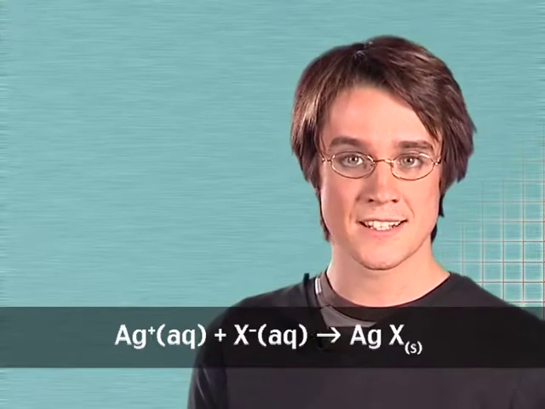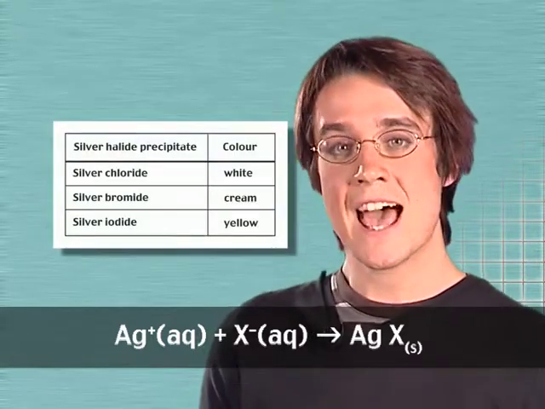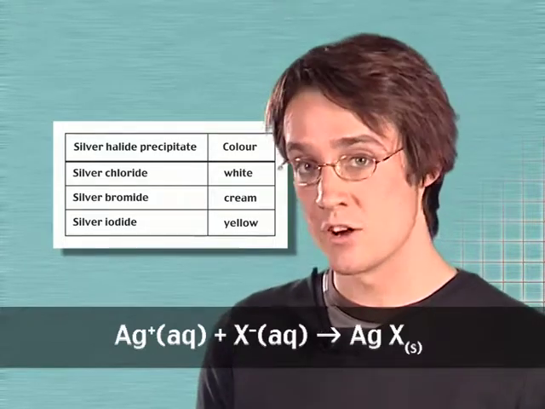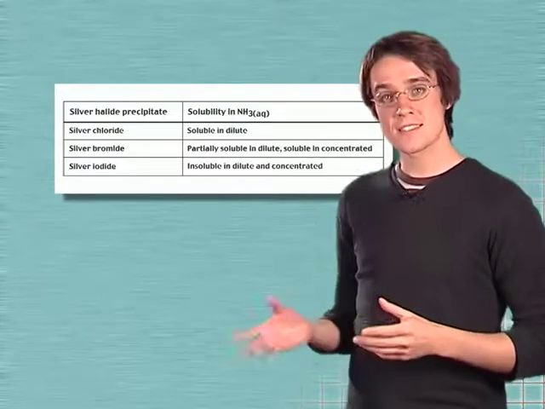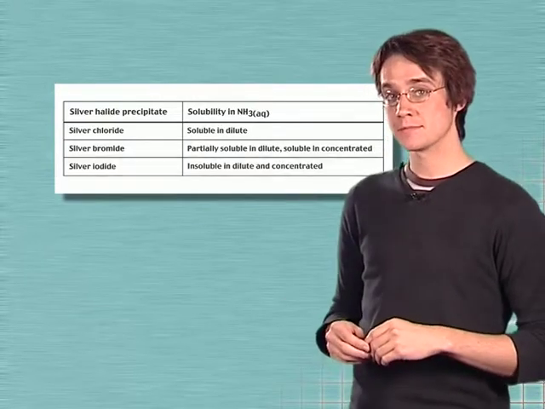Silver carbonate is insoluble and is formed as a white precipitate if carbonate ions are present. The colour of the precipitate helps identify the halide ion. To further enhance the test, the solubilities of the silver halides in ammonia solution are used. This is what you would expect to happen.